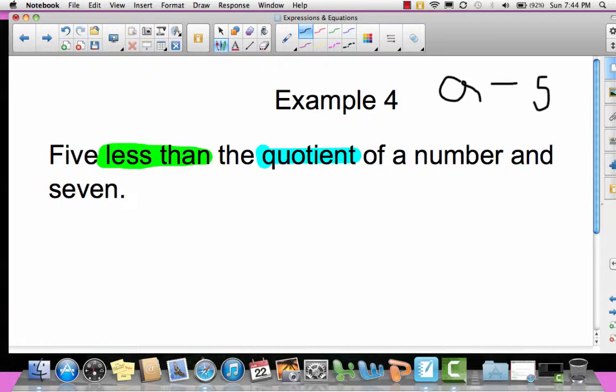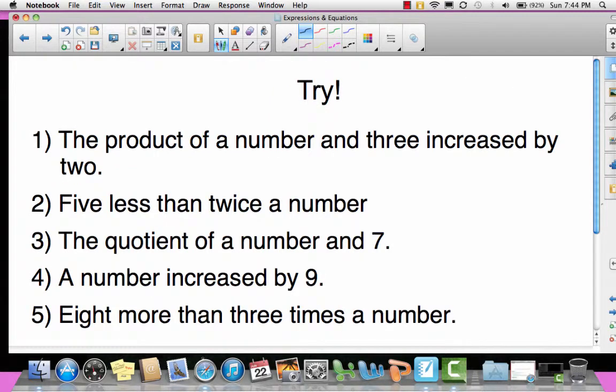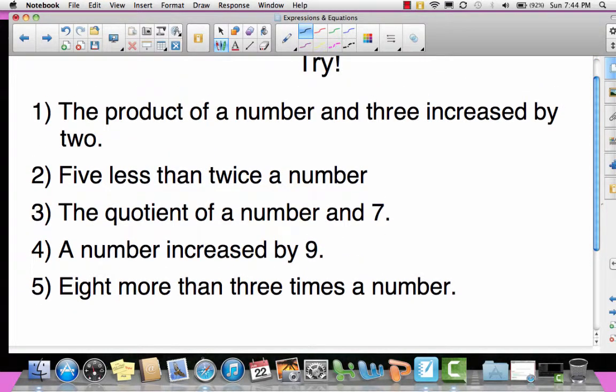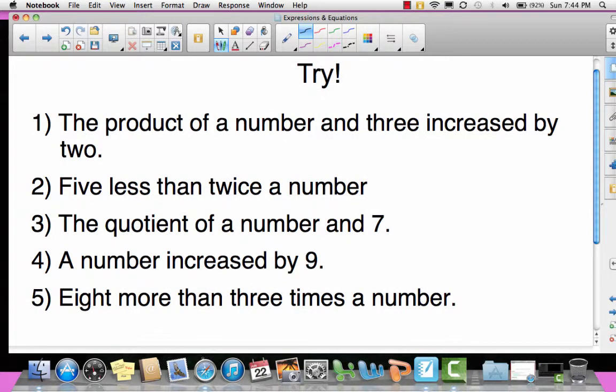So I'm going to treat this very similarly. I'm going to find the quotient of a number and 7. So the quotient of a number, so that's going to be n. And I know quotient is division. And in algebra, division is shown with a fraction bar. So n divided by 7. 5 less than that, so I'm going to subtract 5. And there's my expression. At this point, I'd like you to pause the video, take a couple minutes, try these 5 expressions on your own, and then when you're ready to check your work, go ahead and press play.